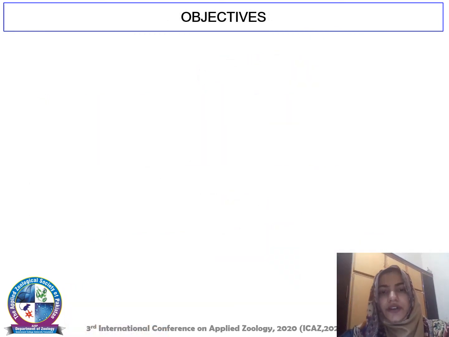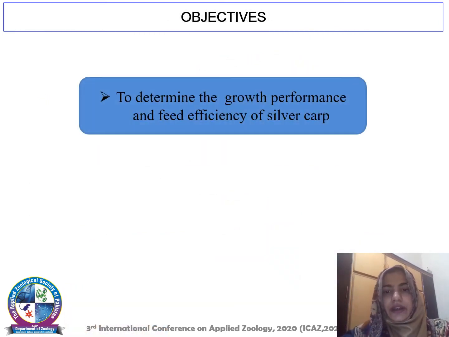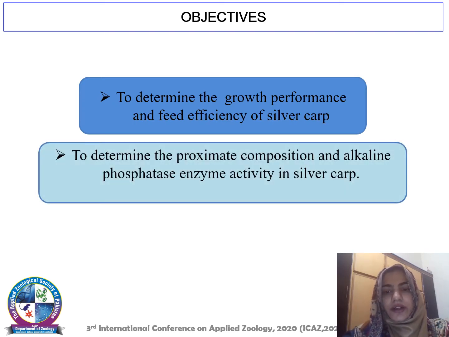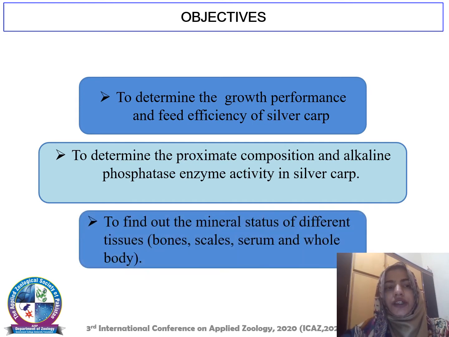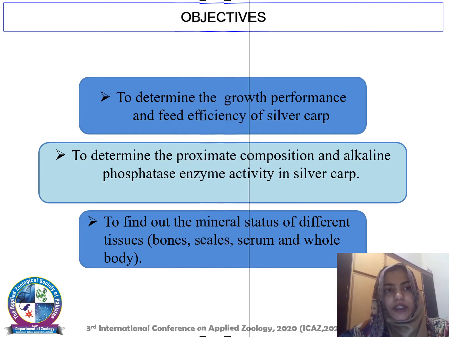The main objectives of this study are to determine the growth performance and feed efficiency of silver carp, to determine the proximate composition and alkaline phosphatase enzyme activity in silver carp, and to find out the mineral status of different tissues such as bones, scales, serum, and whole body.